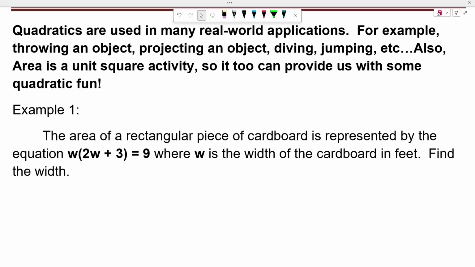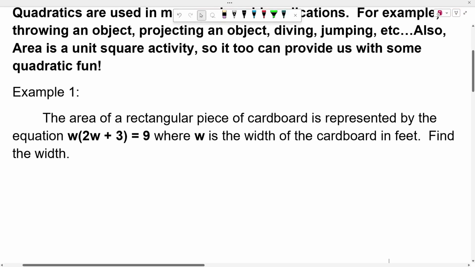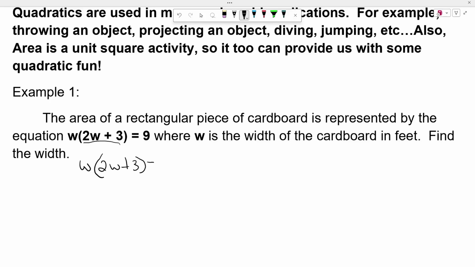So looking at our first example right here, we have the area of a rectangular piece of cardboard is represented by the equation W times 2W plus 3 is equal to 9, where W is our width of our cardboard in feet. So find the width. Well, to start with, I'm going to take my equation here and I'm going to simplify by using the distributive property. So I'm going to take and multiply the W times each of these pieces.